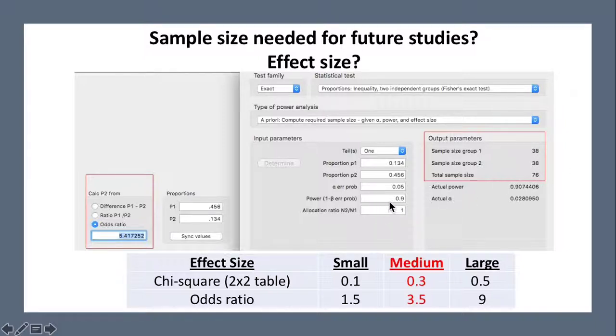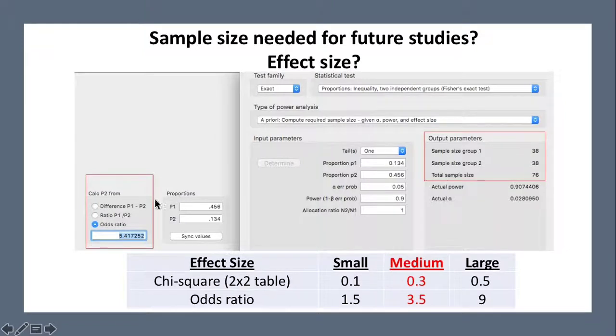Now, if I was to decrease this to 80%, that sample size would go down. What is the magnitude of that effect size? Well, it's pretty large. It's a medium effect size.